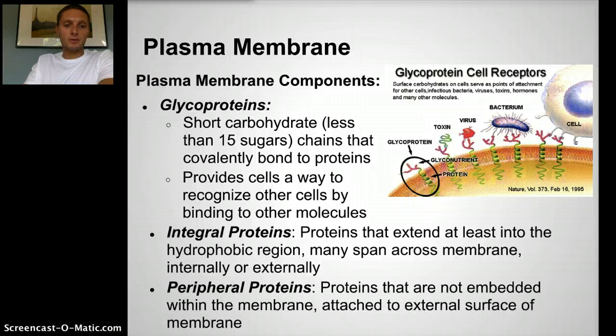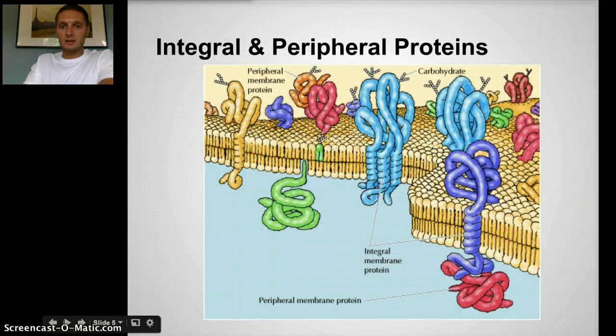There's also something called a peripheral protein, and these are proteins that are not embedded within the membrane, but they're attached to either external surfaces outside of the cell or within the cell, and attached to the surface of the membrane. Here's another image that helps to kind of clarify this a little bit further.